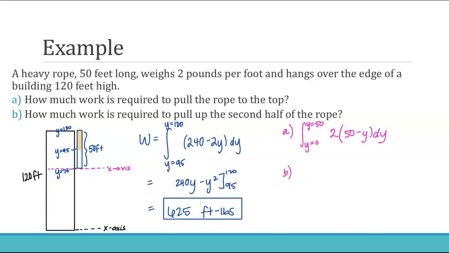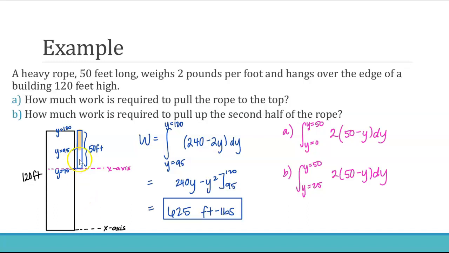And so that makes the setup for part B, if we would have chosen the x-axis to be the bottom of the rope, y equals 25 to y equals 50, again of that 2 times the quantity 50 minus y dy. So that's just an alternative way that we could have set this up and still arrived at the same numerical answers. It's just deciding where to put your x-axis, and then that will change the y values.